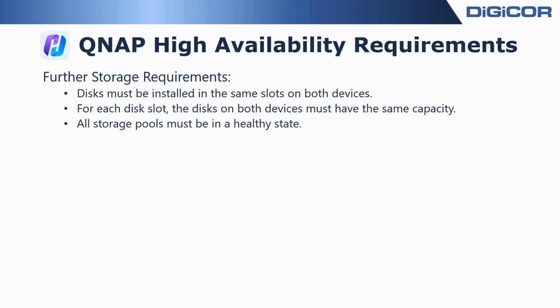Just a further note on the storage. So we said the storage configuration needs to be the same. And what that means is that if you have any disks that are installed in the NASs, they must be installed in the same slots in both devices. For example, if you have two drives installed in a 4-bay NAS and you have them installed in the first and second bays, then they must be installed in the first and second bays on the second NAS.